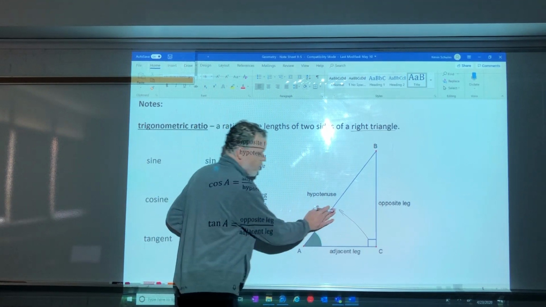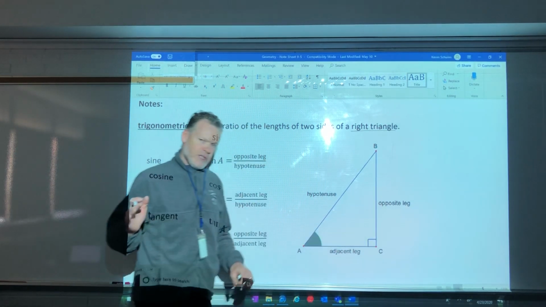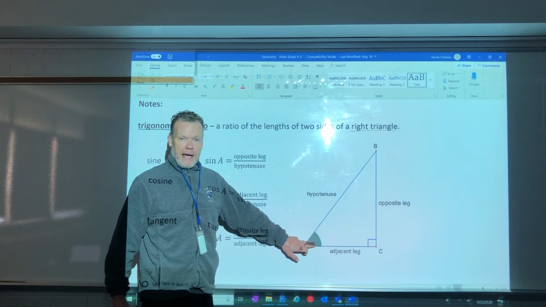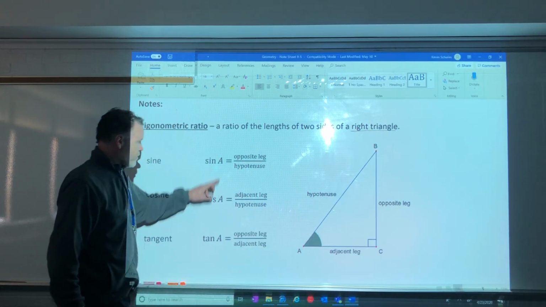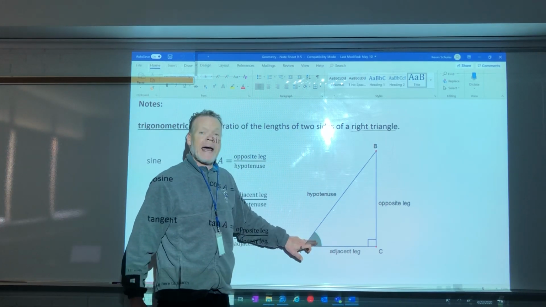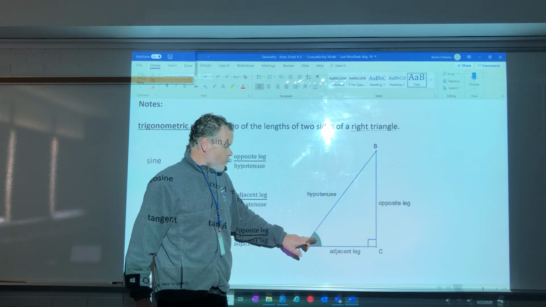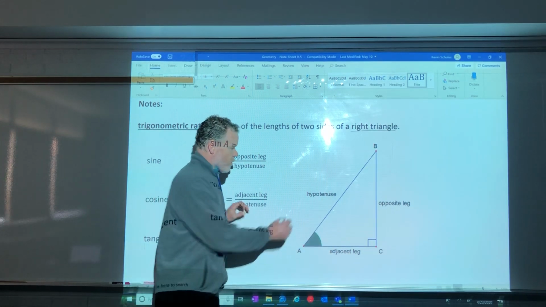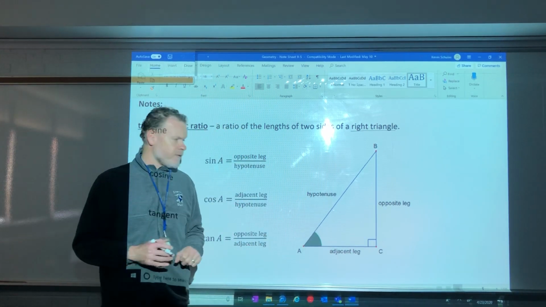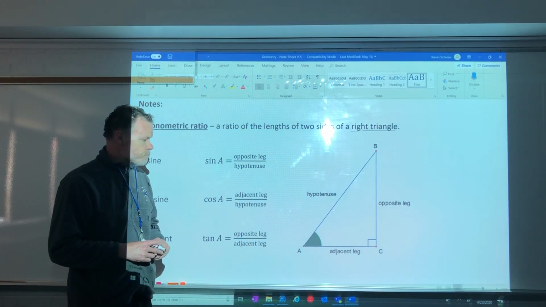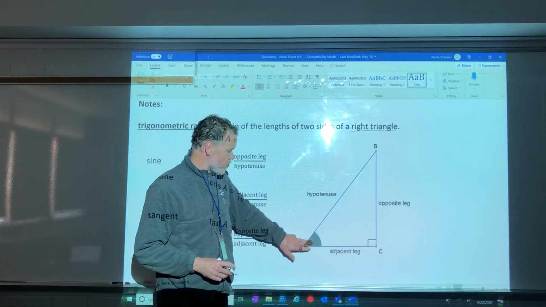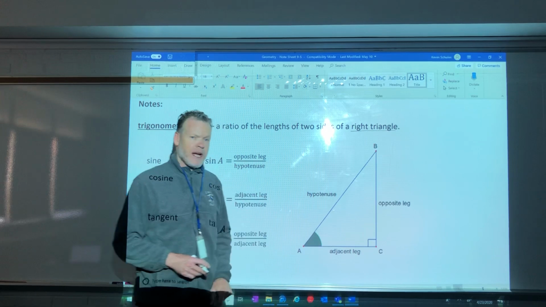Now, when we're looking at these legs, we're going to deal with them off of whatever angle we're talking about. So they're talking about angle A. They could have said angle B, but here they're talking about angle A. With angle A, first off, you're always going to identify this as your hypotenuse. Identify that first. Label that first. Regardless of what angle you're talking about, here they're talking about angle A, this is always going to be your hypotenuse.